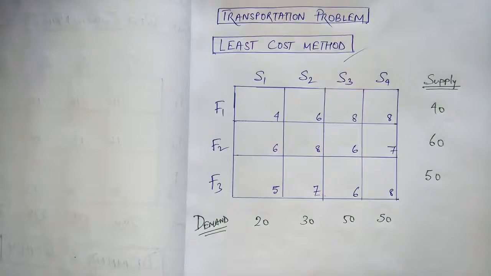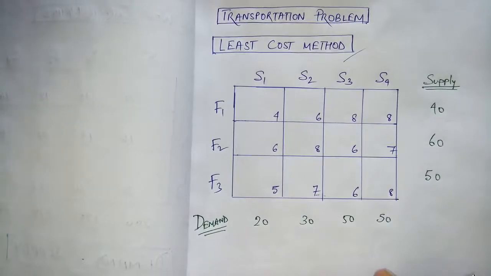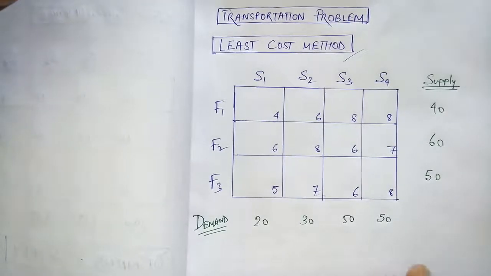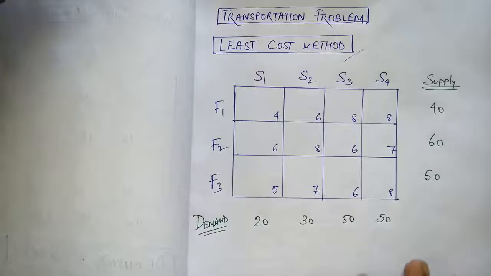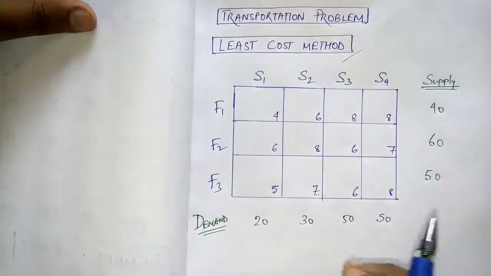Today we will discuss the least cost method. Previously I told you why we study the transportation problem: we need to minimize the total cost of transportation. For this there are three methods. We have learnt about the northwest corner method. Today we will understand the least cost method. At the end of this video, I will tell you the difference between the least cost method and the northwest corner method. The least cost method is very easy to understand.